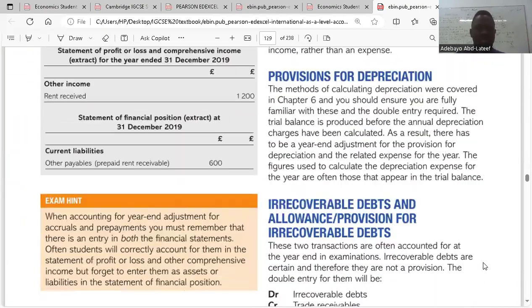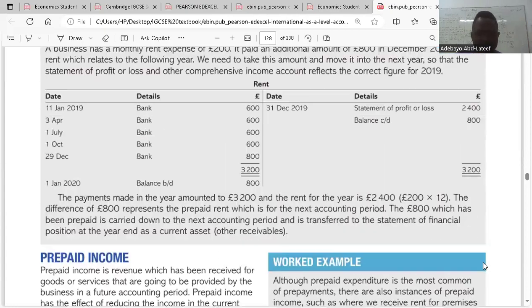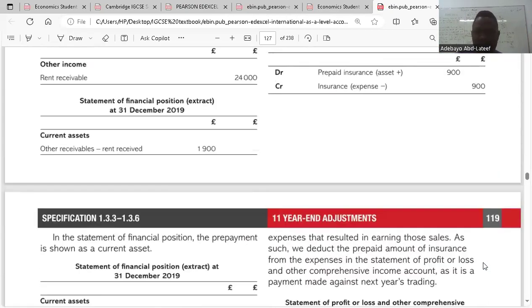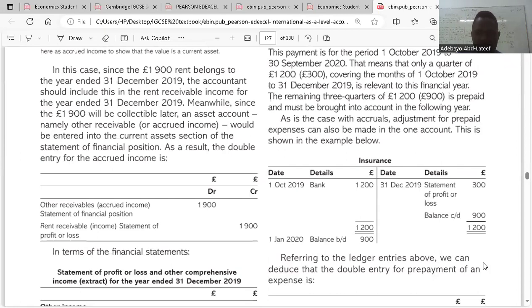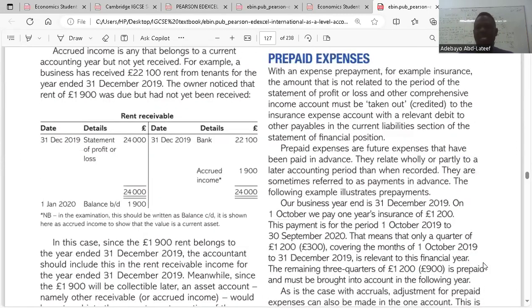So this is a lesson for prepaid income. And do we have prepaid expenses? Let's see. Yeah, we have prepaid expenses too. For prepaid expenses, it means we have made payments for what we have not yet received. So this means that we have made an advance payment.